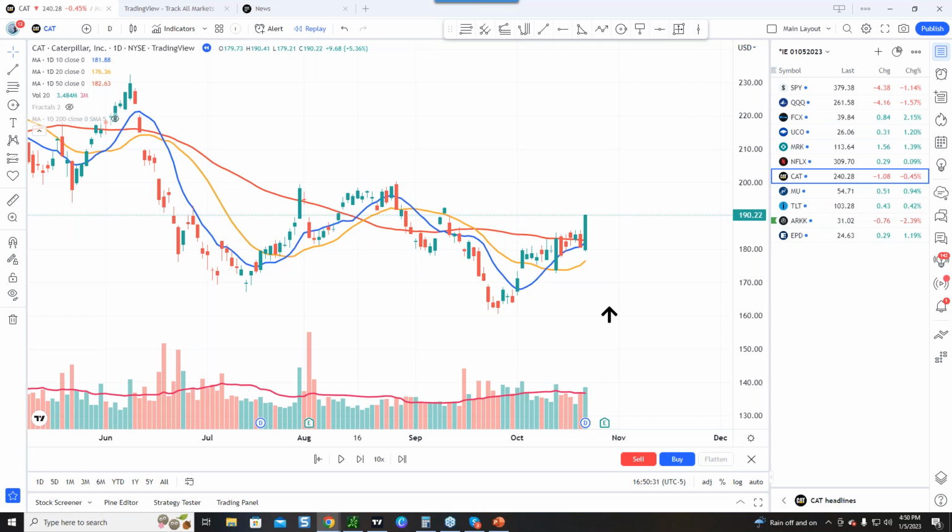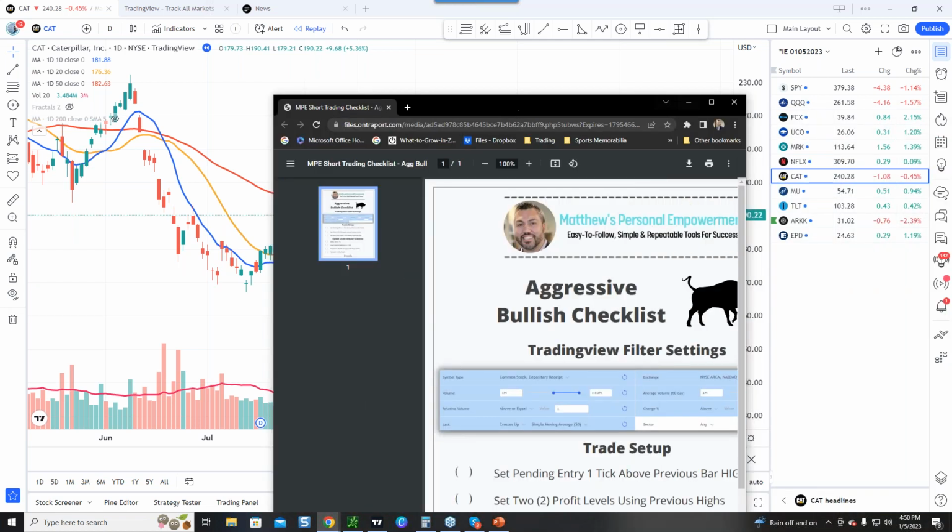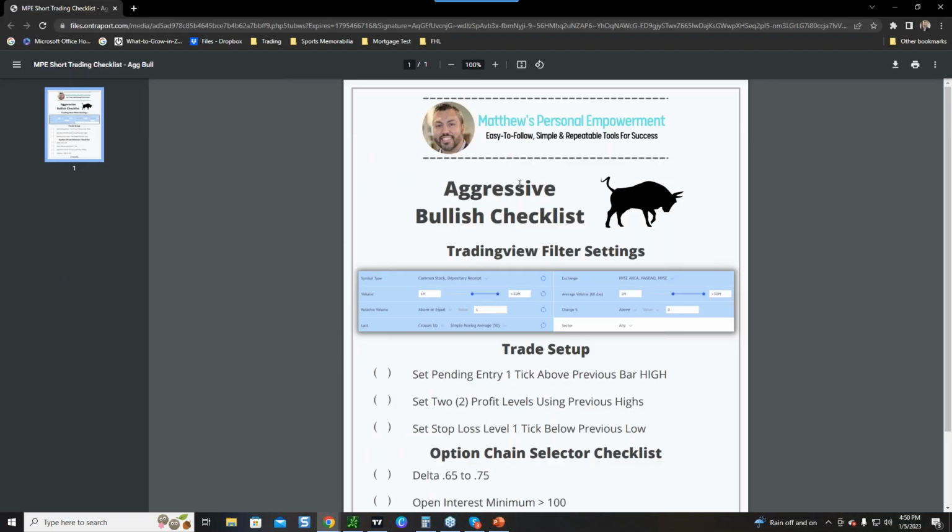And this is what it looks like. It's extremely simple, and it's just a few steps. So this one I'm showing you here is called the aggressive bullish checklist. And it's what it sounds like. It's aggressive. Why? Because we're going off of one data point.